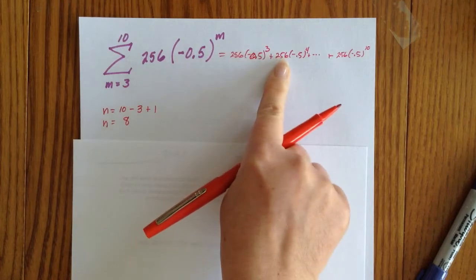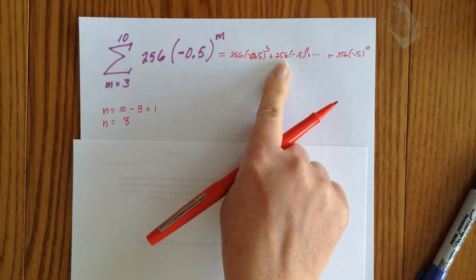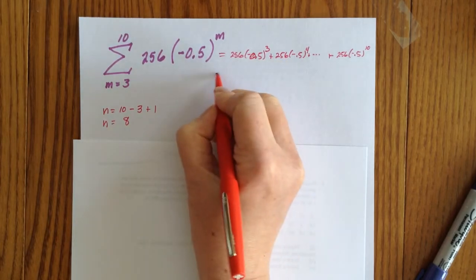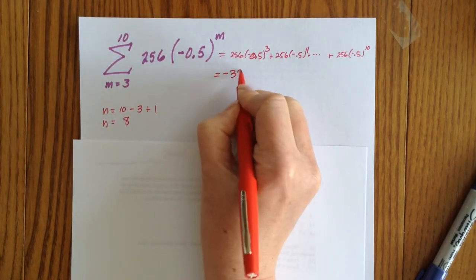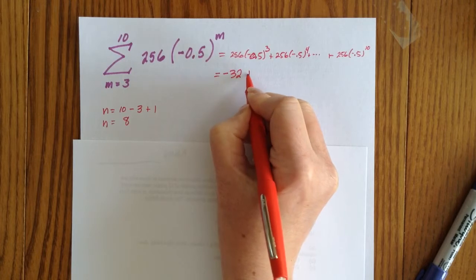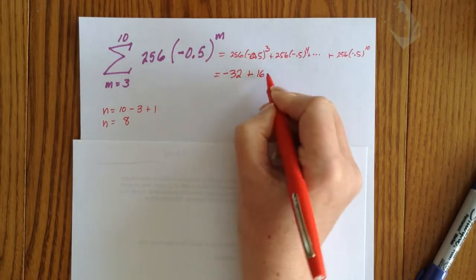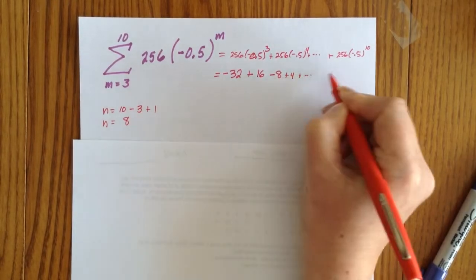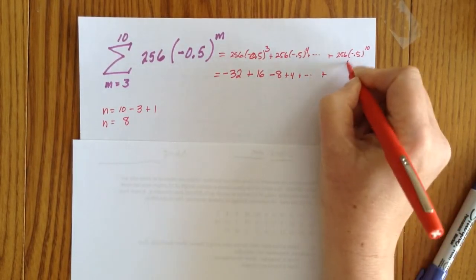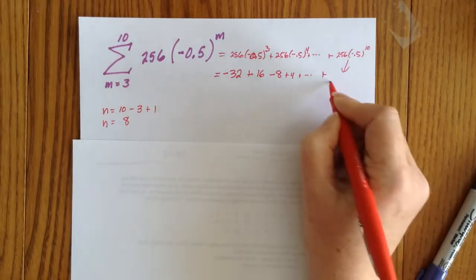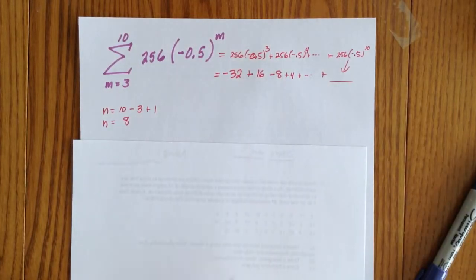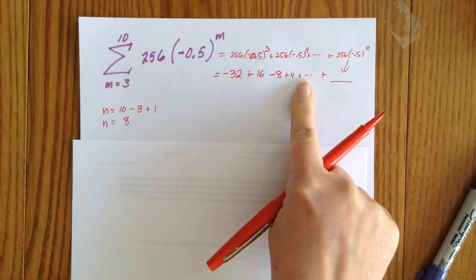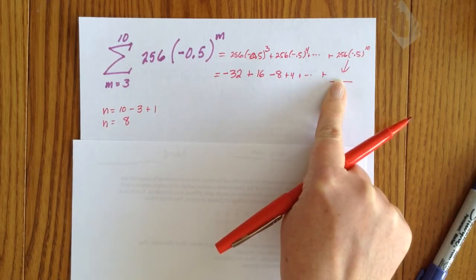I'm going to go ahead and figure out these first few. I've already done that somewhere here on my paper. Oh yeah, here they are. And this is negative 32. This turns out to be positive 16. If I keep going, the next one is negative 8, positive 4, yada, yada, yada, until I get to this last one. And to be perfectly honest, I don't even care what it is, but there is a last term. It is not infinite. We are not adding forever. It is finite because we have a stopping point.